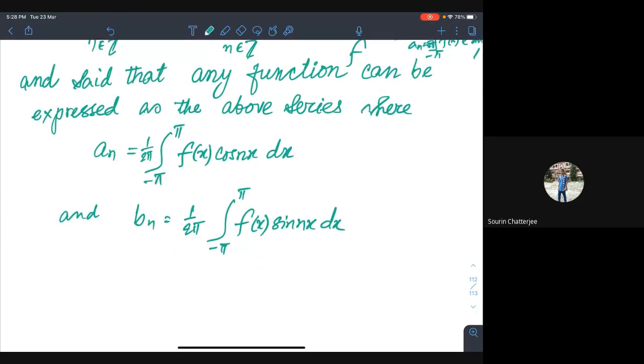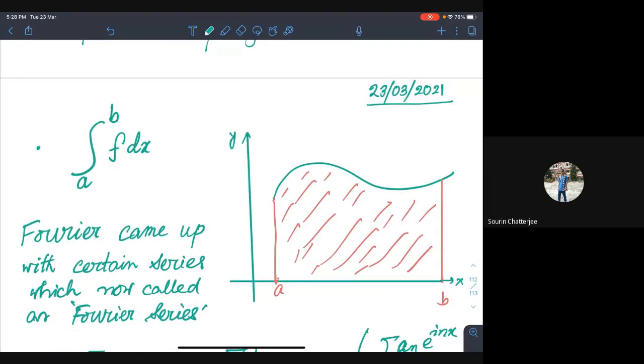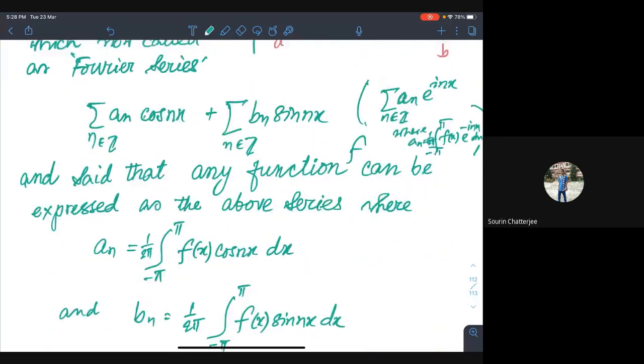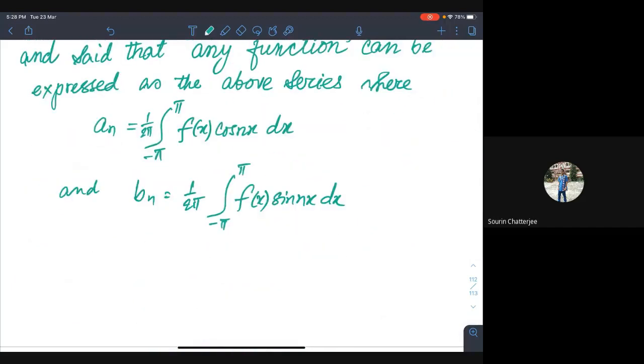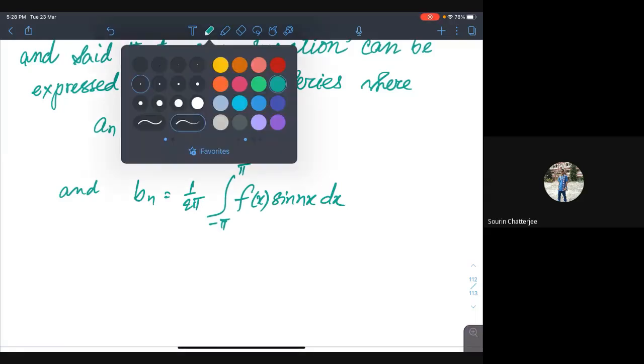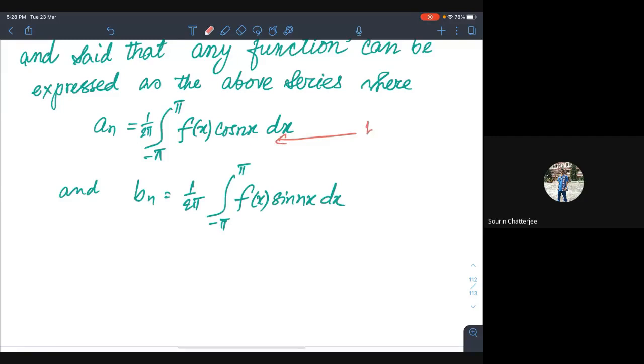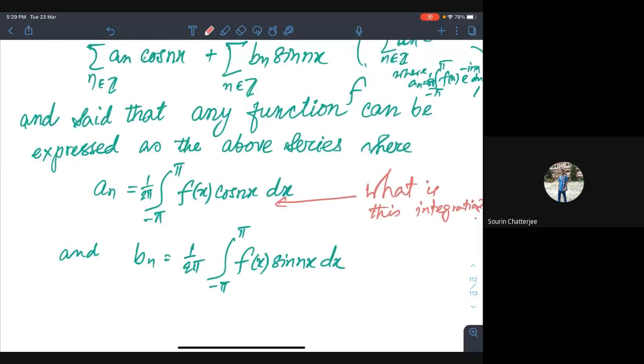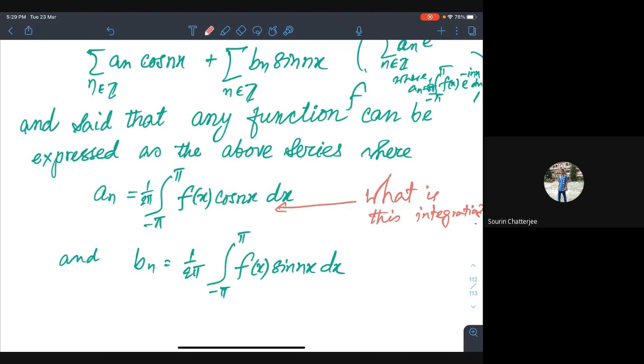But then for a general function, we knew that for a curve, for a graph, something like this, the integral from a to b of f(x) dx is the area under the curve. But here Fourier said any function you can do it, right? Then the question comes. So then, what is this integration? What is this integration then? People didn't believe, because f might be any discontinuous function, right? There might be infinitely many discontinuities and so on.